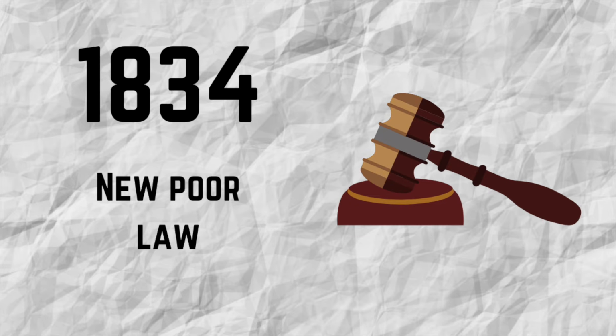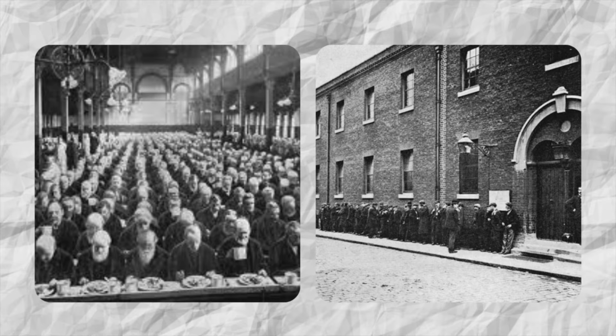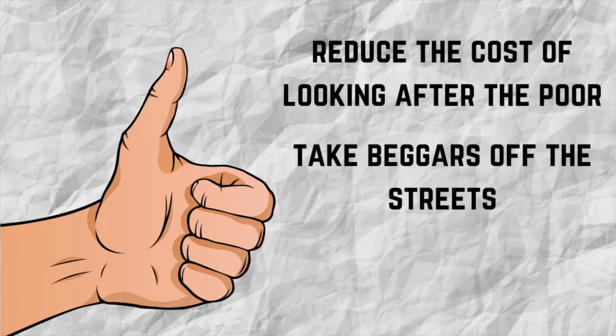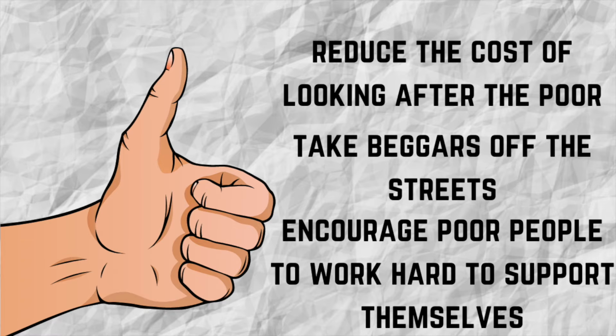In 1834, a new poor law was introduced in England, which ensured that the poor were housed in workhouses, clothed and fed. Children who entered the workhouse would receive some schooling. In return for this care, all workhouse paupers would have to work several hours each day. Some people welcomed it because they believed it would reduce the cost of looking after the poor, take beggars off the street, and encourage poor people to work hard to support themselves.